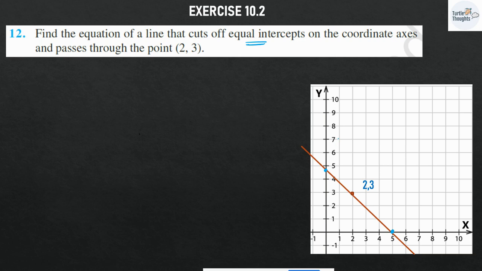In this case, they have given that both of them are equal, right? So one of them I can take as a, and another one I can take as b.